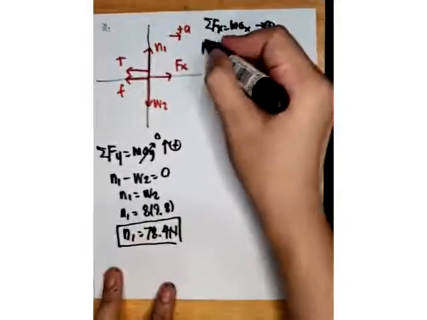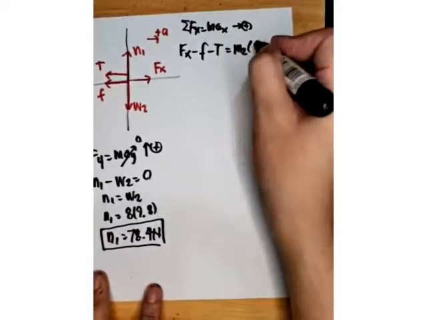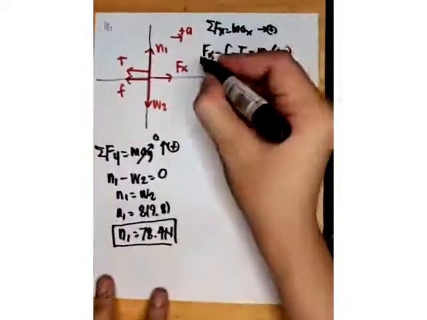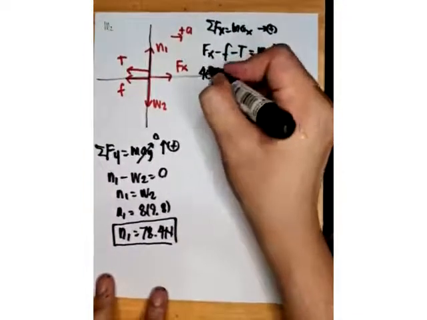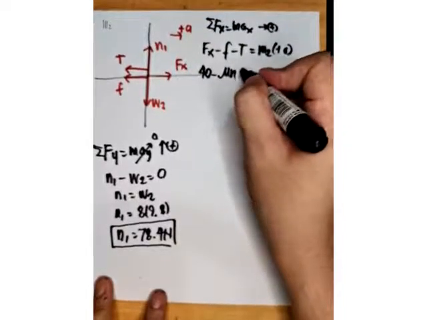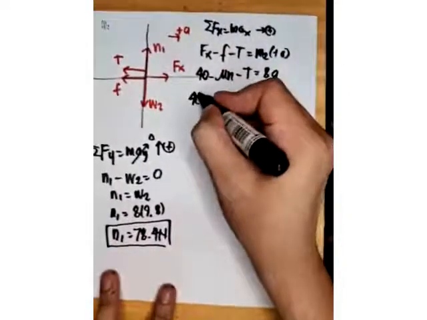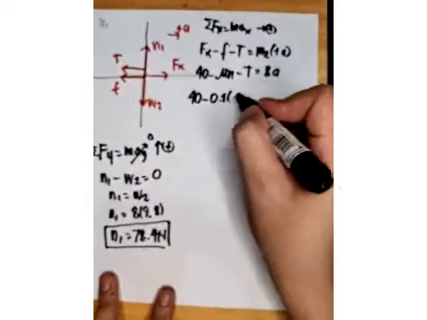So we only have F of X minus friction minus tension is equal to mass 2 times positive A. Okay, F of X is given that's 14 newtons minus, okay, frictional force natin is mu N minus tension is equal to 8A. Yes, so that's 40 minus 0.1 times 78.4 minus T is equal to 8A. So let's simplify. That's 40 minus 0.1.